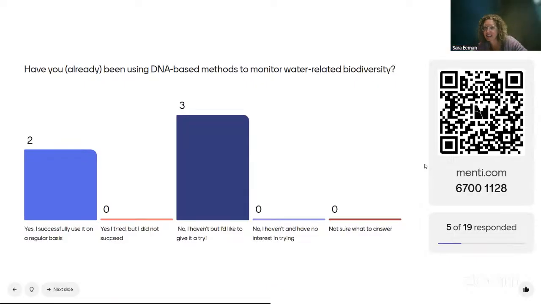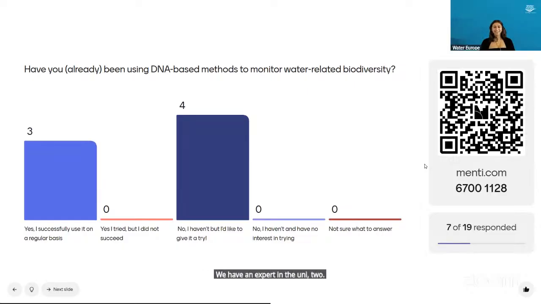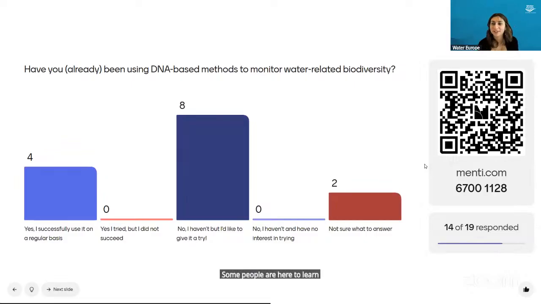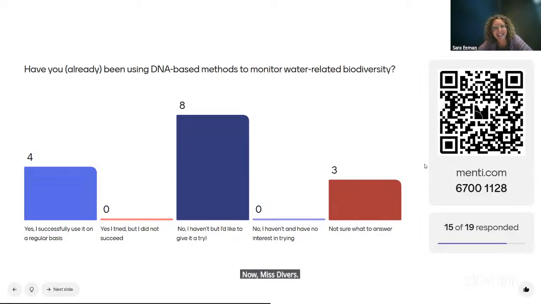We have an expert in DNA, 2, 3. Let's- Some people are here to learn and would like to give it a try, so that's nice. Yeah, it's diverse. It's from left to right. Perfect. Thank you. Thank you all for responding to the Mentimeter.